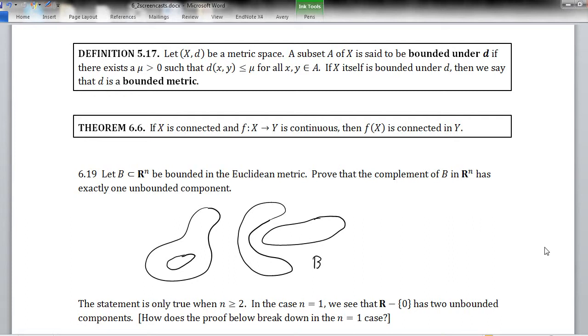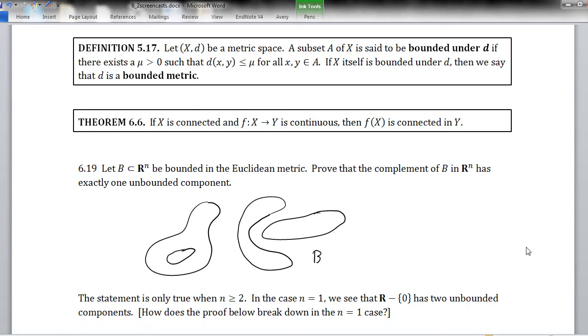Although it turns out this statement is only true when n is greater than or equal to 2. In the case when n is 1, if you have just the real line and you take away some bounded subset B of the real line, then as long as B is not empty, you're going to have two unbounded components, one that goes off to the right to infinity and one that goes off to the left. So it'll be interesting when we finish our proof to look back and see why it would fail in the n equals 1 case.